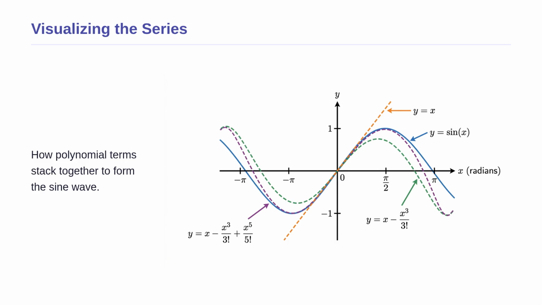Before we move on to calculations, let us see this with a concrete visual example. This diagram beautifully illustrates how these simple algebraic building blocks stack together to form a wave. The solid blue line is the true sine wave. The straight orange line is just the very first term of the series, y equals x. As we add the cubic term, shown in green, the ends bend down to hug the true wave. Adding the quintic term, in purple, makes it hug the wave even further out. This is exactly what a power series does behind the scenes.